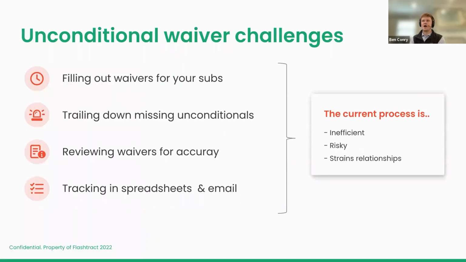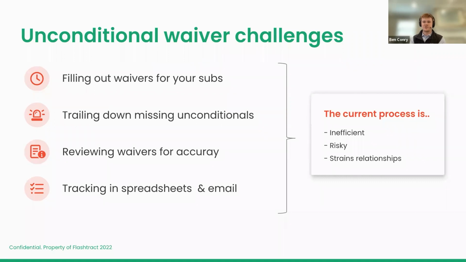To start off with the unconditional waiver challenges that many contractors face in the construction industry: here at Flashtract, we went out to our customer base and started talking to as many people as we could about unconditional waivers, their process, how they collected them from subcontractors, how they reviewed them, and how they tracked to see if they had received them. We also talked to the market as a whole, to better understand what different tools or processes general contractors use to facilitate this process. Through these conversations and interviews, we consolidated the challenges into four major components.